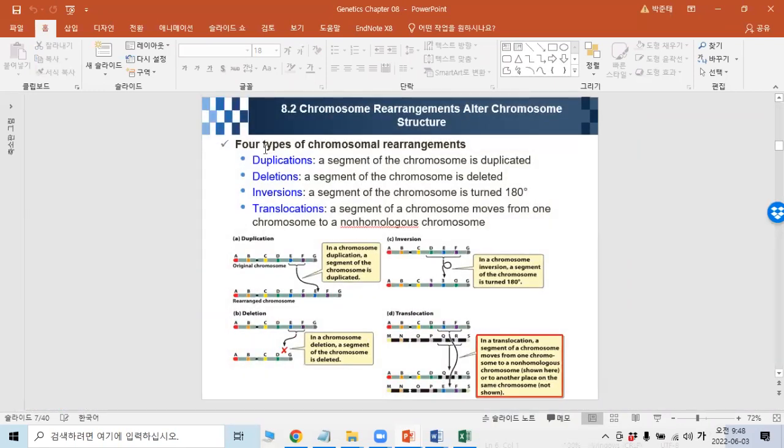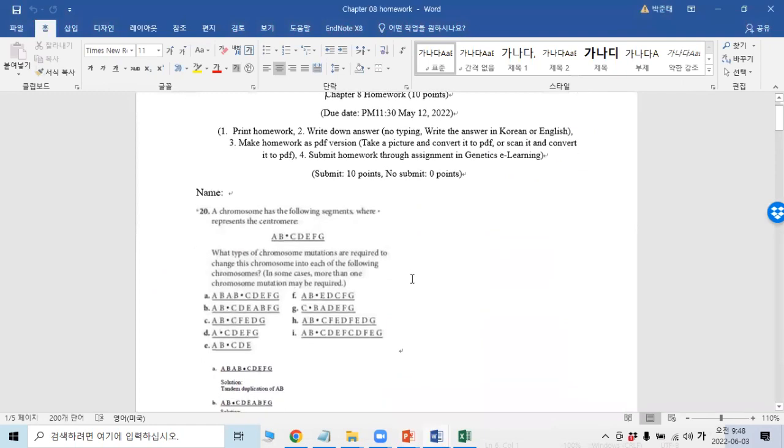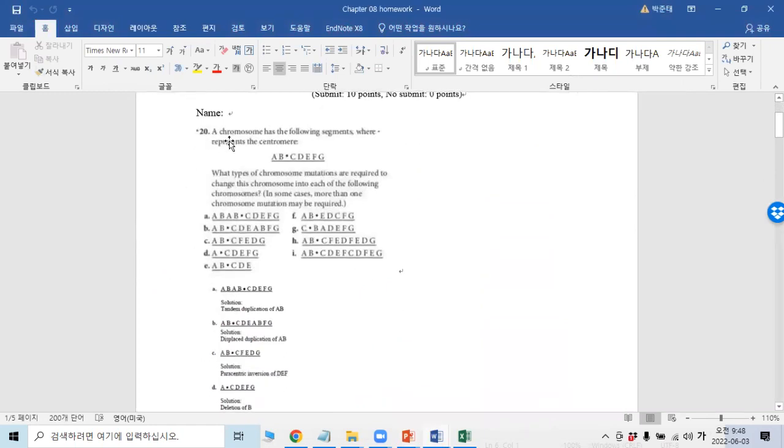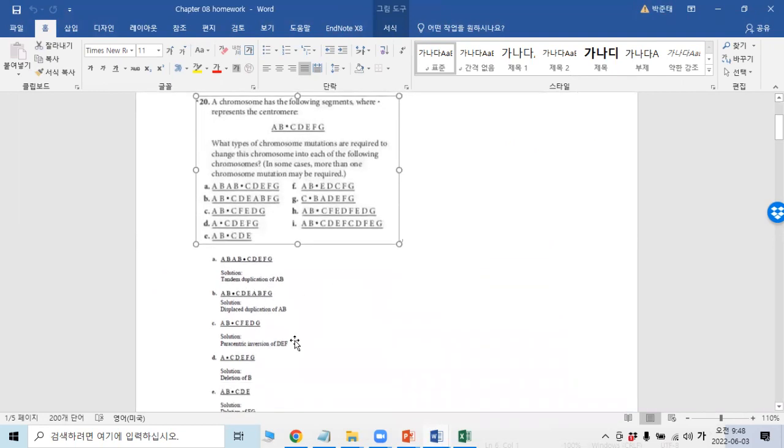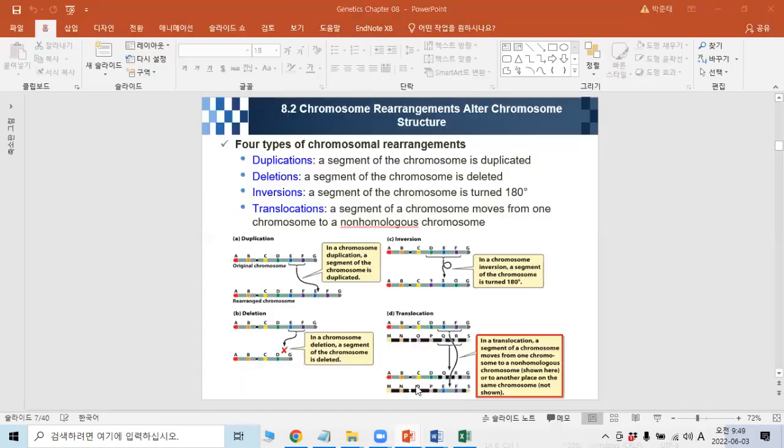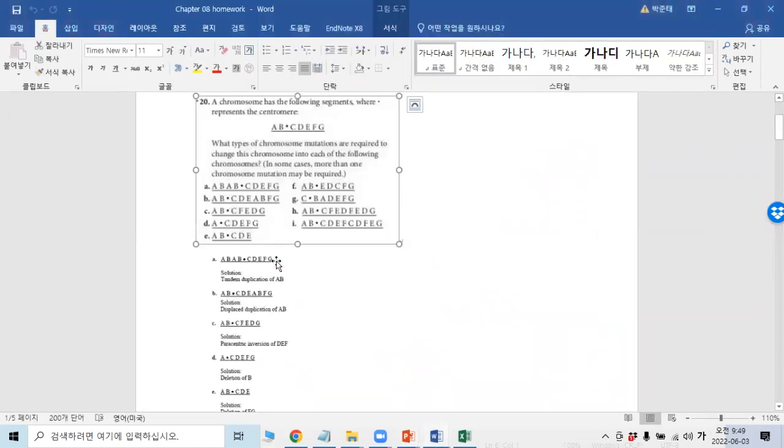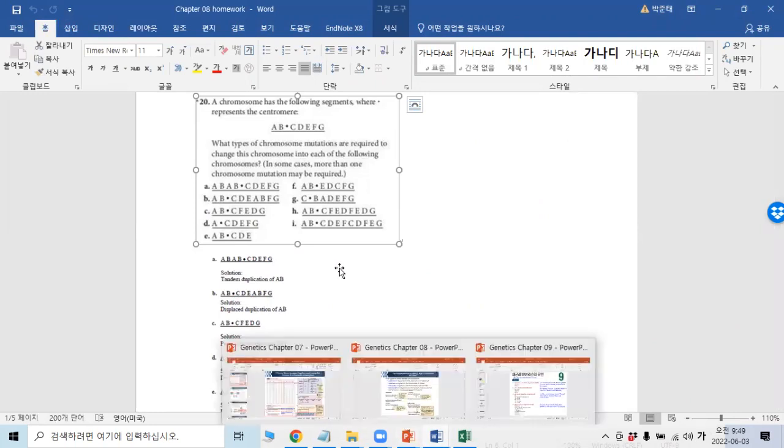We cover the types of chromosomal rearrangement: duplication, deletion, inversion, and translocation. So we have the chapter 8 homework. Question 20 asks whether they are duplicated or inverted, and you have to know whether they are deleted. Because this is a genetics class, this is important, so you have to know.